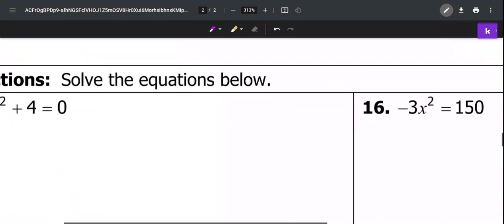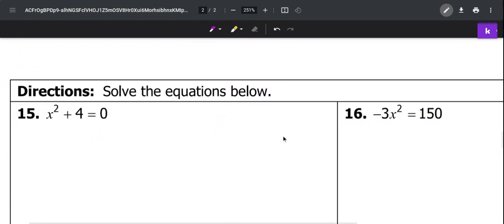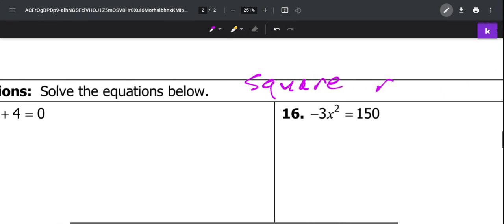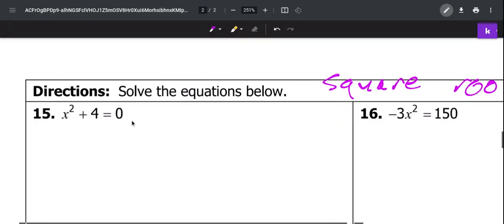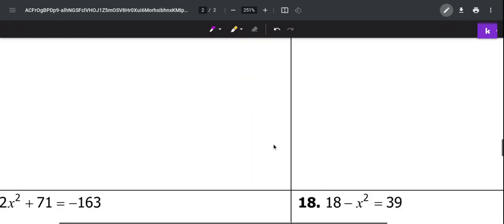So on the back, you're solving the equations. Now, you're going to probably solve all of these by square roots. So if you want to write that, you can say square roots. Okay, so you're going to see something's going to happen. We're basically going to end up with negatives under our square roots, and we just have to account for that.